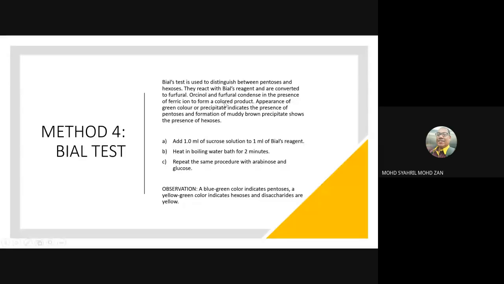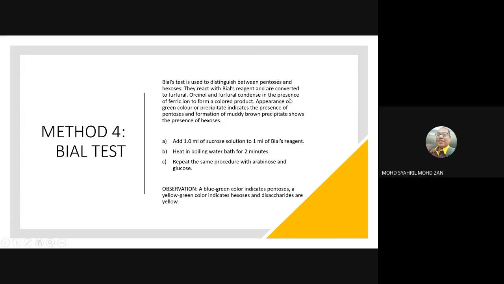Method number 4 is the Bial test. Okay, Bial test is used to distinguish between pentose and hexose. So pentose is a 5 carbon ring, hexose is a 6 carbon ring. They react with the Bial reagent and are converted to, again, the same furfural. Tapi dalam method 4 Bial test ni kita pakai bukan resorcinol, kita pakai orcinol. So orcinol akan bergabung dengan furfural yang terbentuk daripada pentose dan juga hexose.